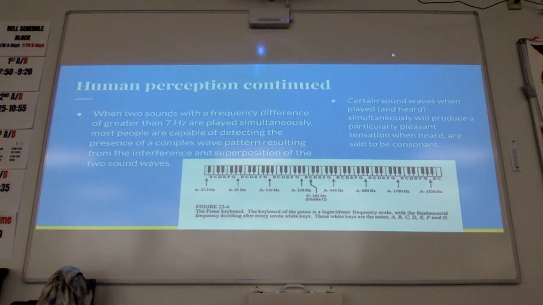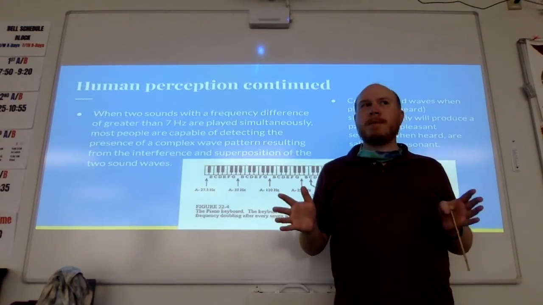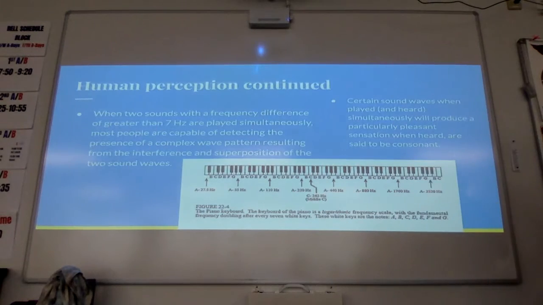So human perception continued. When two sounds with a frequency difference that's greater than 7 hertz are played simultaneously, most people are capable of detecting the presence of a complex wave pattern resulting from the interference and superposition of the two sound waves. So if it's more than 7 hertz difference, we can hear it. If it's less than 7 hertz, our brain is not capable of differentiating between the two sounds.